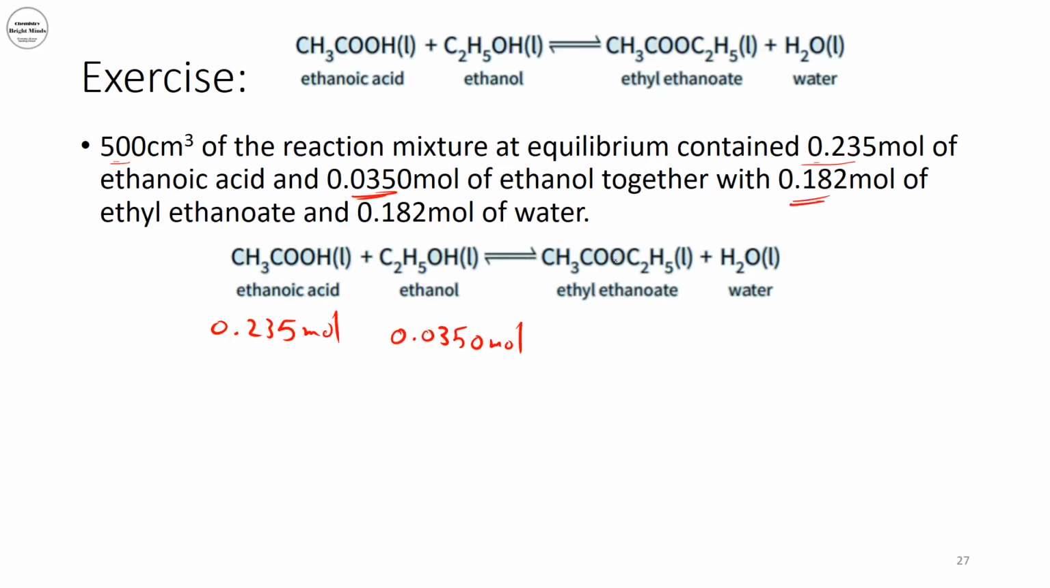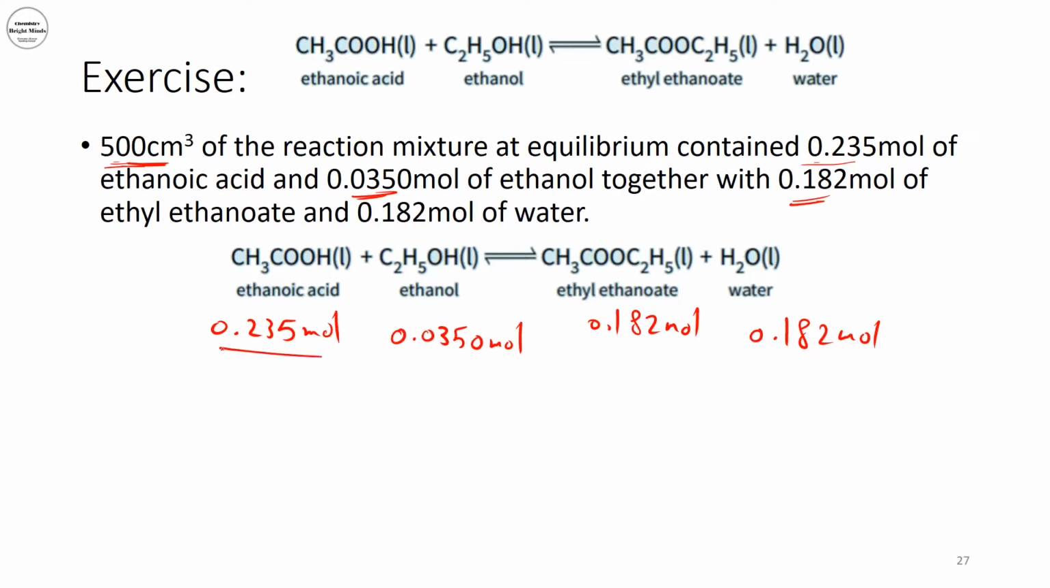so in my reaction container, because this is an equilibrium, I had also 0.182 moles of ethyl ethanoate, and I had also 0.182 moles of water. So now what I need to do is actually calculate the equilibrium constant, and you have to remember here I have 500 cubic centimeter of my reaction mixture. So each one of them, and here I have moles, so I have to divide each one of them by the volume to get my concentration.